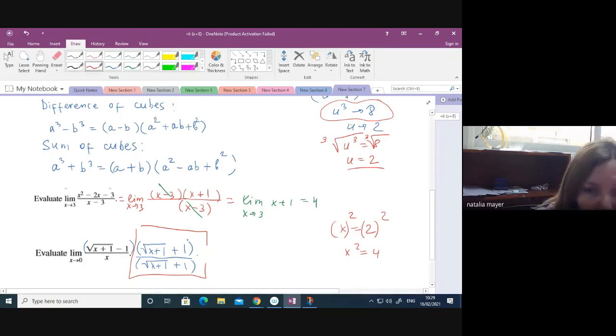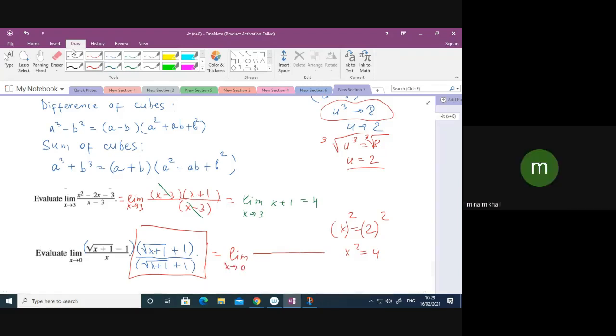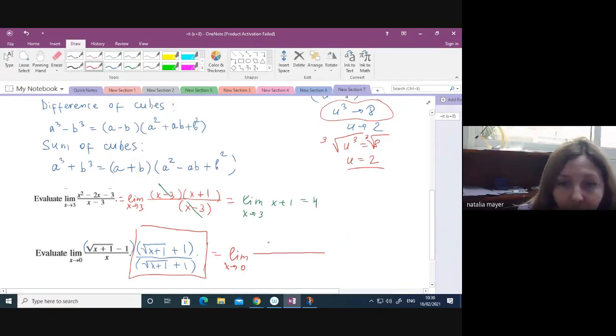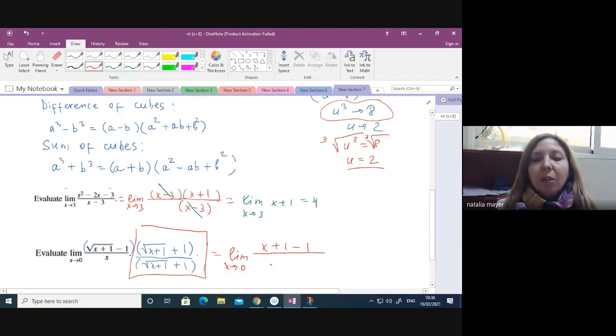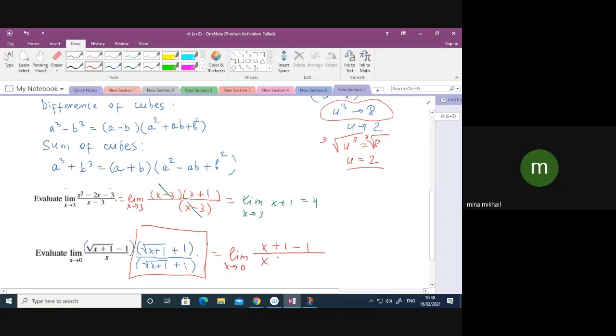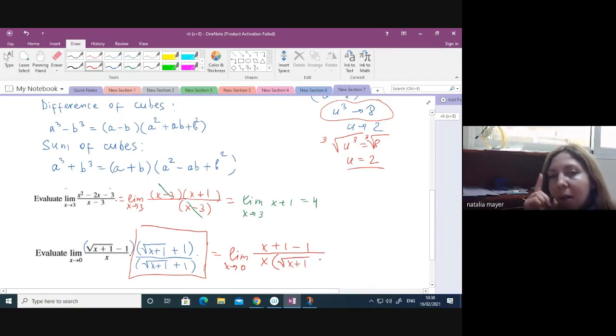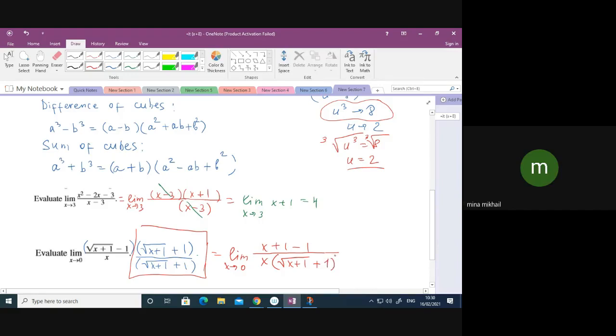Let's move on. When we have applied the conjugate, Mina will tell me what the numerator will be now. It will be x plus 1 minus 1. And Mina, what is the denominator? It will be x times root x plus 1. You must always be accurate. Which root? Square root. Because the roots are all different, right? Plus, yeah. Good. Next step.